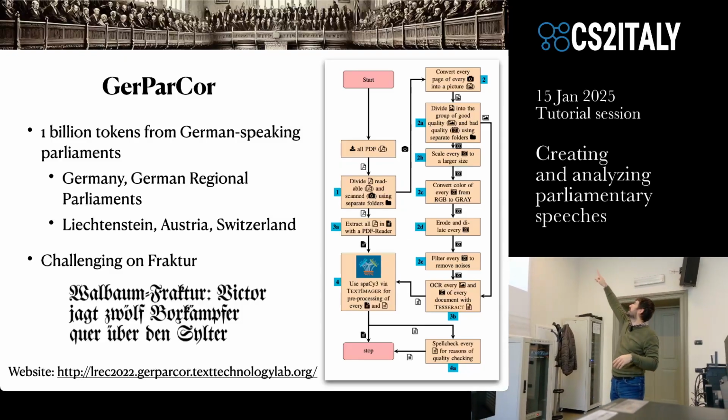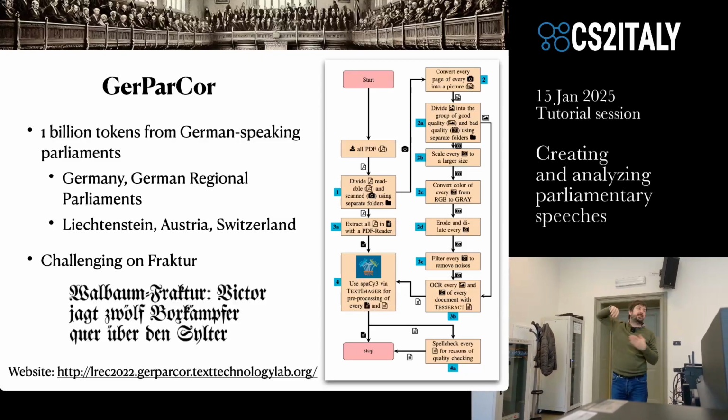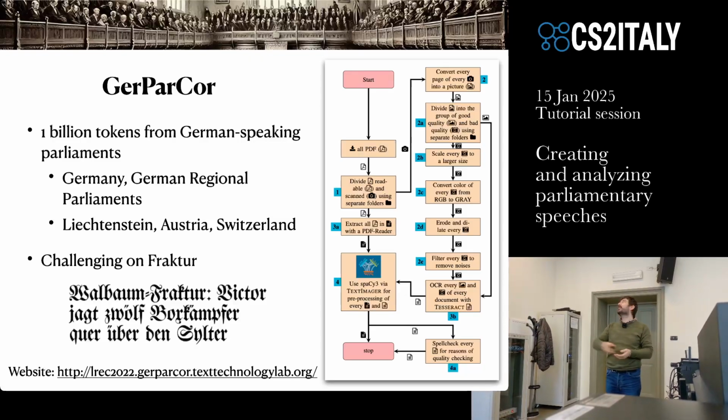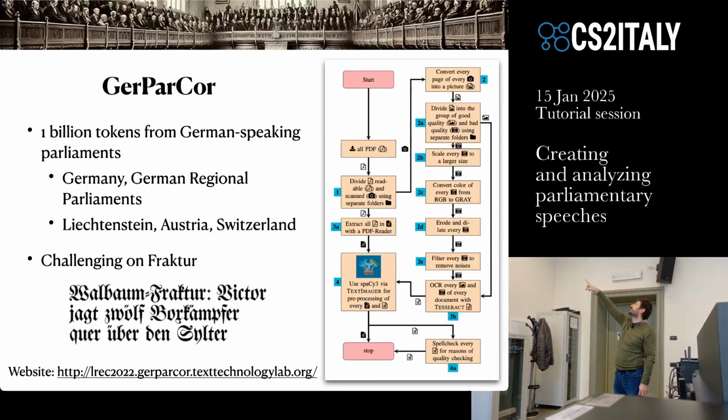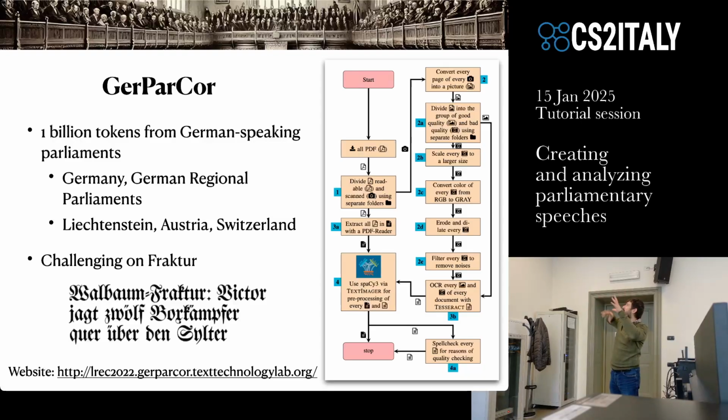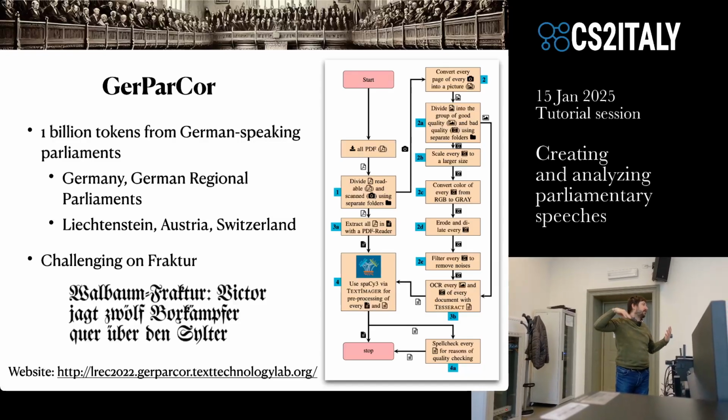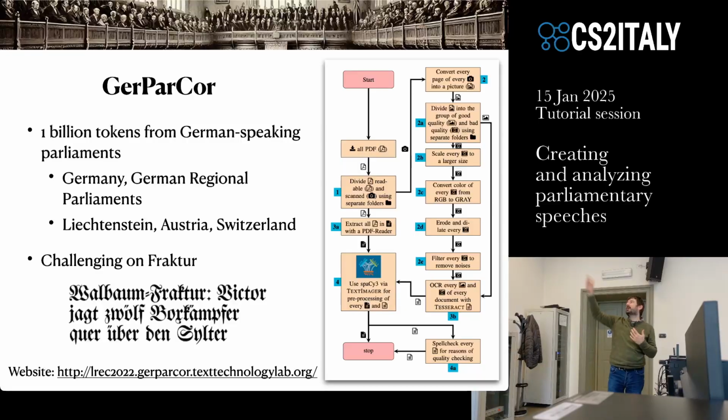So they adopt some strategies directly on the images. They scan the images and divide them into groups of good quality and bad quality images. The bad quality images were probably the ones written in Fraktur, also because the oldest documents were written in Fraktur. The recent documents were not. And then they convert the color, they erode and dilate the images, they filter to remove noise, and so they adopt a lot of stuff that we didn't need to adopt for the Italian parliamentary documents.